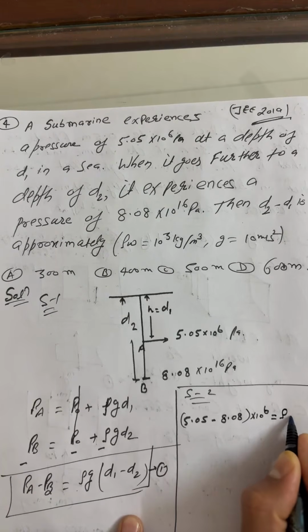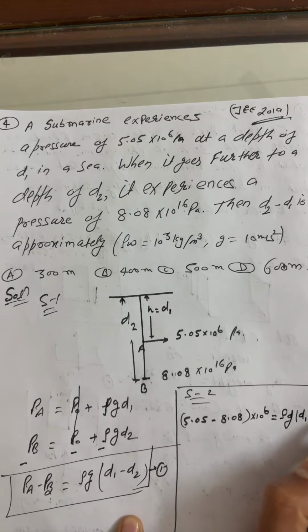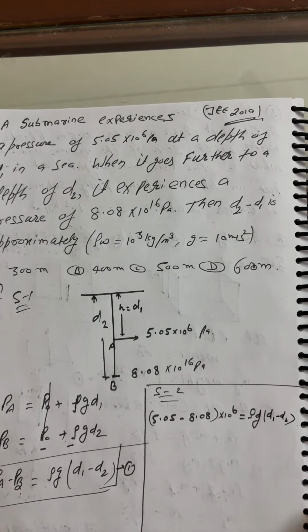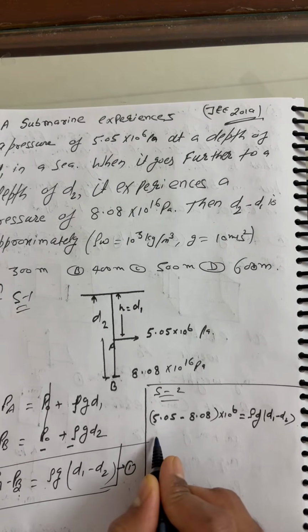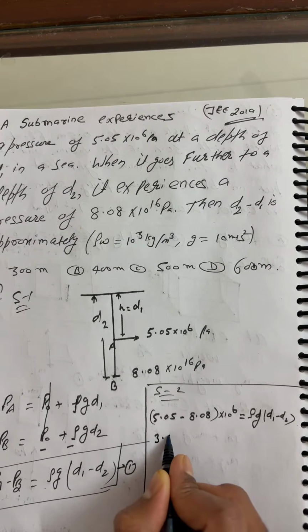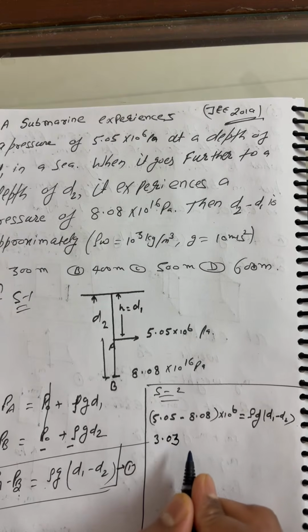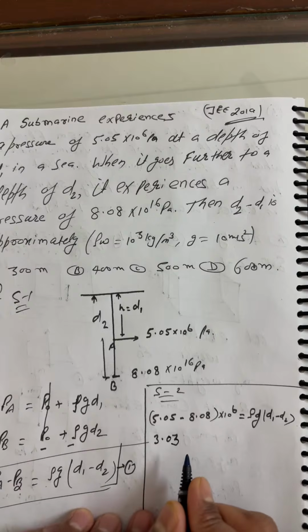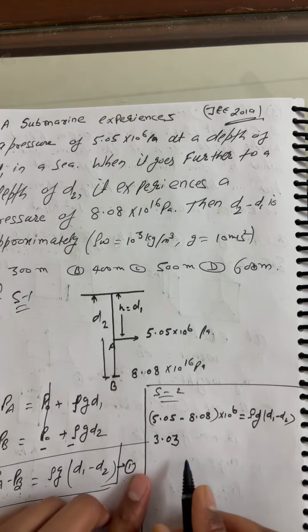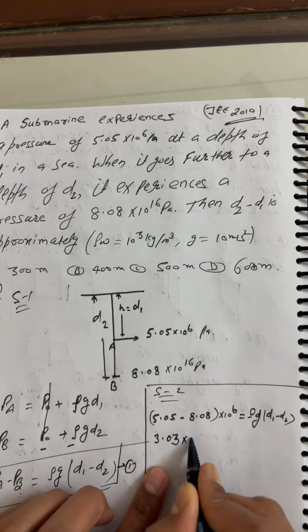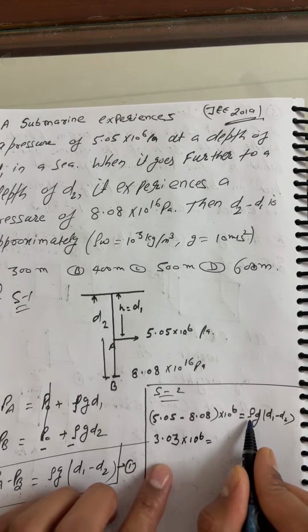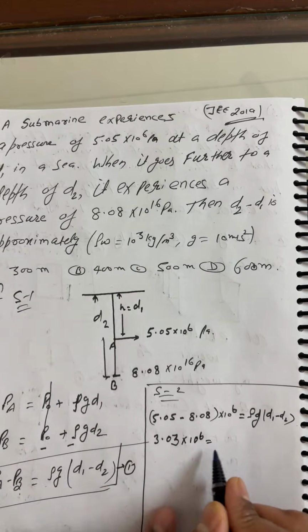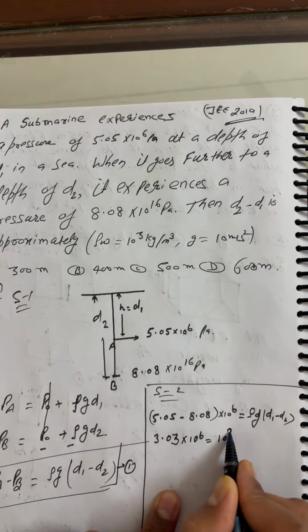rho g into D1 minus D2. Rho g into D1 minus D2: 5.05 minus 8.08. What can we say? This is 3.03. Am I correct? Everyone, just confirm me here. 3.03 into 10 to the power 6. Right? The density of the liquid here, you can take 1000, already mentioned also. This is 10 to the power 3.